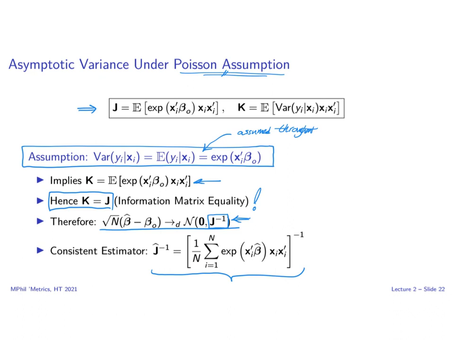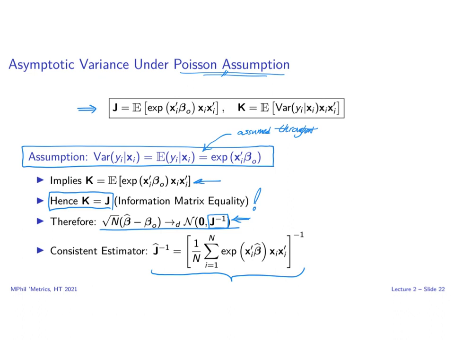And I said true here because this Poisson variance assumption holds when, in fact, the Poisson assumption is correct, with the maximum likelihood estimator beta hat. And we can show, although I won't do it here, that this estimator J hat inverse is indeed consistent for J inverse. And it doesn't matter if the Poisson assumption is correct. In fact, this estimator of J is consistent regardless. It's just a sample analog estimator where we've substituted in a consistent estimator of beta naught.